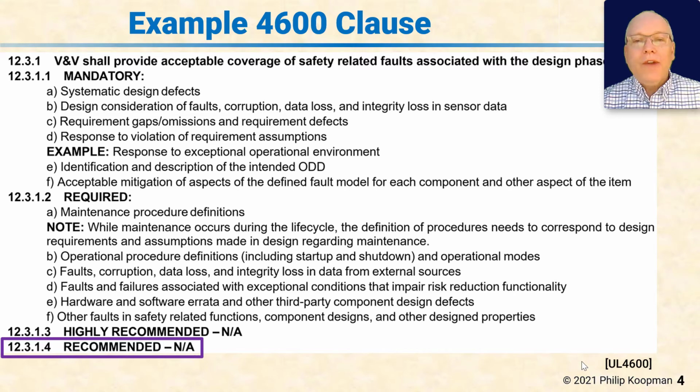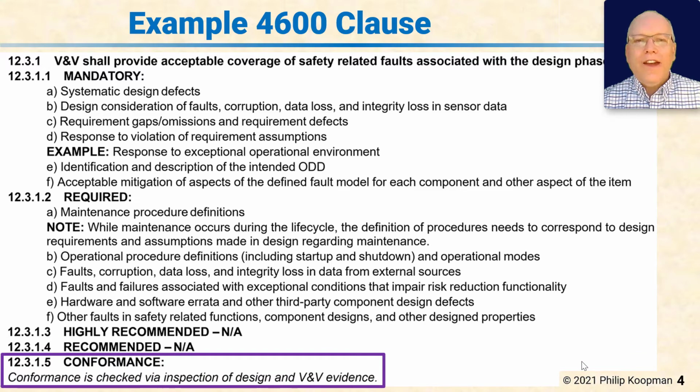Subsection 4 is recommended. Recommended are even less stringent. Recommended are just good ideas. You don't have to address them in your safety case, but they're there to document things that might be useful to some teams. Finally, every clause has a conformance section, which is how the assessor takes a look and checks conformance. In this case, inspection of design and V&V evidence. So the idea is that all the clauses have a conformance section, and the point of this standard is to be as concrete as possible in how to assess to make sure you conformed.